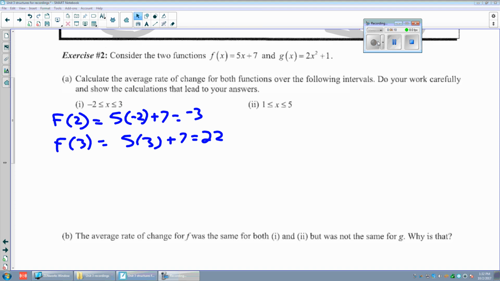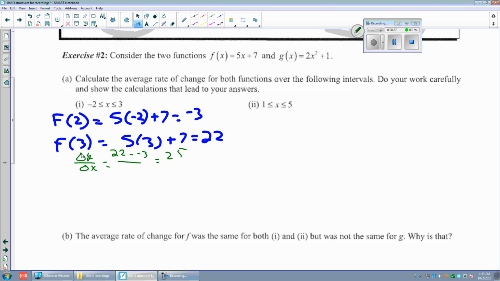I changed my mind. First of all, I'm going to do delta y over delta x. So we have y2 minus y1. 22 minus negative 3 is 25. Then we do x2, then we see the 22 matches up with the 3. The negative 3 matches up with the negative 2. That equals 5.